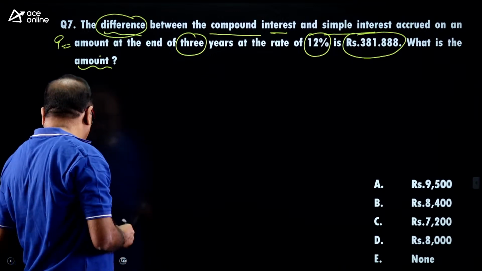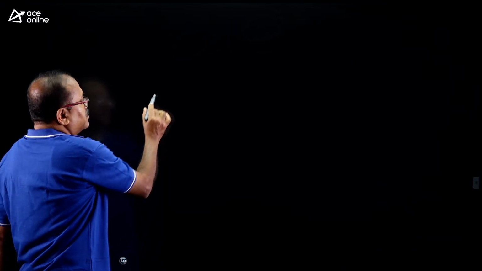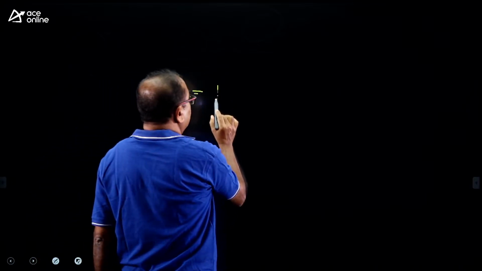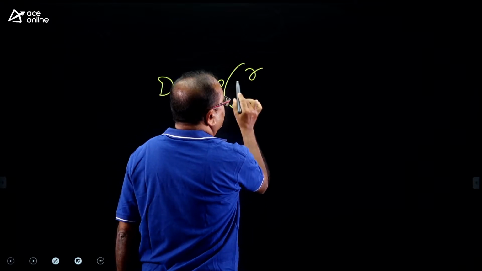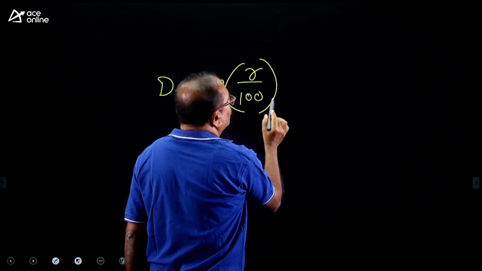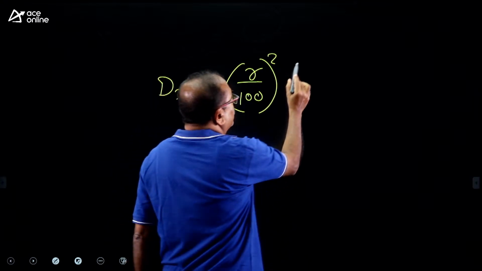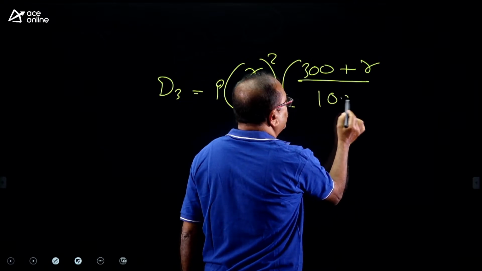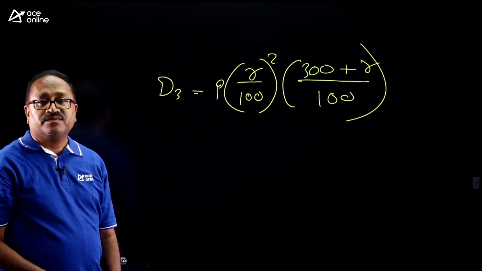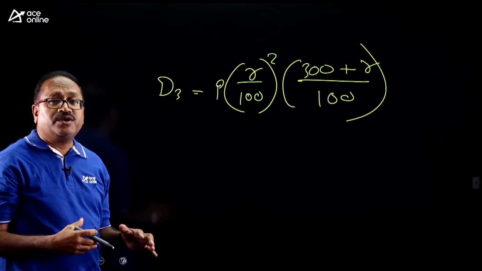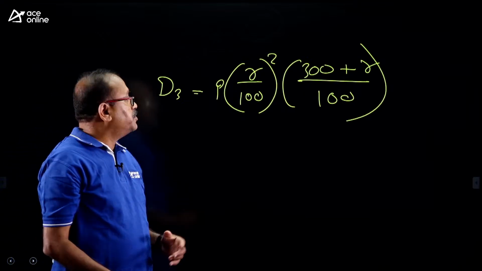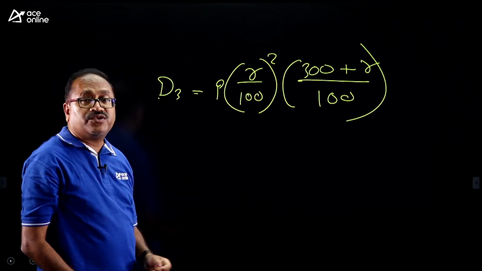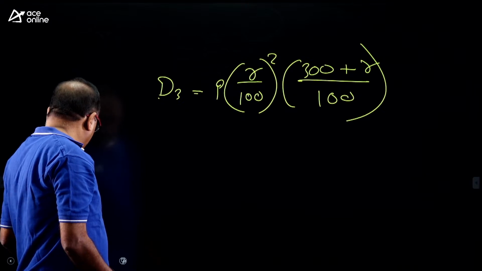As I said, we have the formula here for the difference for 3 years, which is P into the 2-year difference, that is (R by 100) to the whole power 2, and we will make one attachment here, (300 plus R) by 100. That's what we discussed. Are you going to apply this formula, or is there any alternate method? Because you have the difference, you have the rate of interest 12%, you need to find out P. Now, I will leave the choice for you.